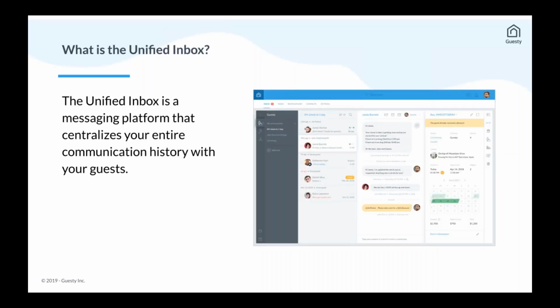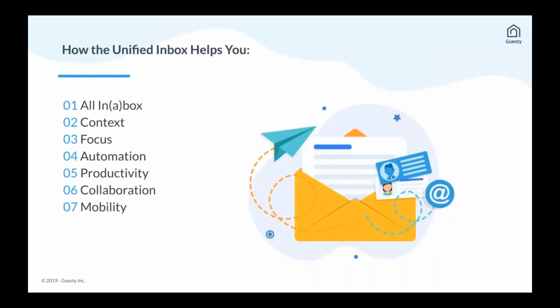So what is the Unified Inbox? The Unified Inbox is a messaging platform that centralizes your entire communication history with your guests. The Guesty Inbox syncs across multiple channels and communication methods. It also has all the information you need to create the best guest experience and keep your team productive and up to date. So how exactly does the Unified Inbox help you? It puts everything in one box with the context you need to manage guest communication. It helps you stay focused and gives you automations to reduce manual work, so your team can stay productive and collaborate. And you get everything on your mobile app, so you can do it on the go.